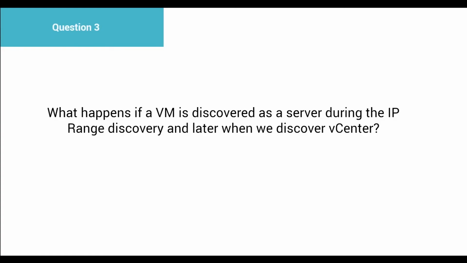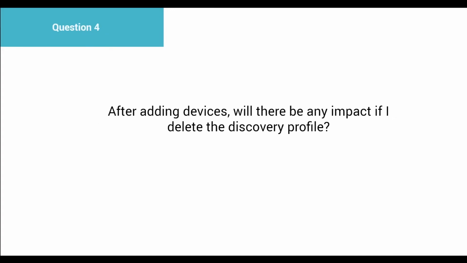So you are still able to move the servers category into VM, but the recommended approach is to first discover the vCenter, so that the vCenter, VMs, and ESX server hosts, everything, will be discovered in a proper manner. Later you can do the IP range discovery, so that you will not come across this issue where the VM has been discovered as a server. Let's move on to the next question.